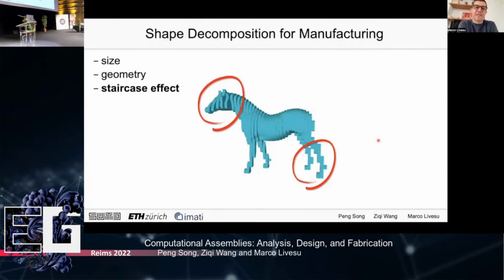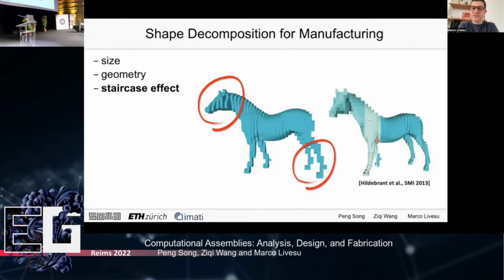Other important applications of shape decomposition regard, for example, the surface finish of your object. For example, in 3D printing, we know that 3D printing is also called layered manufacturing. So when we fabricate objects by depositing one layer of material on top of the other, this layering effect can become extremely visible. And in literature, methods were proposed to decompose the object in order to reduce as much as possible these artifacts given by the layering process.